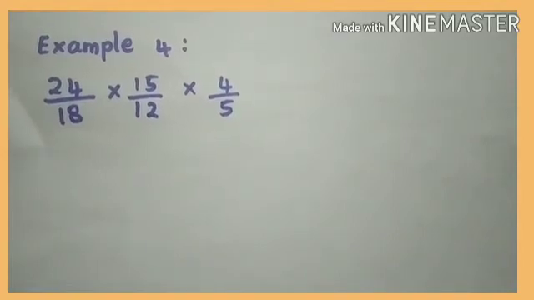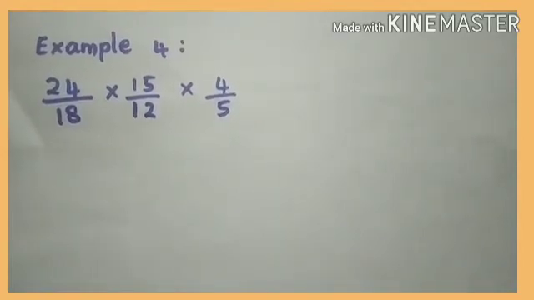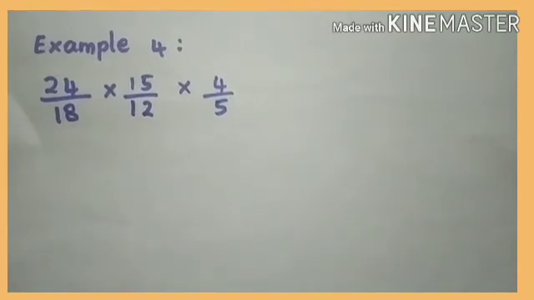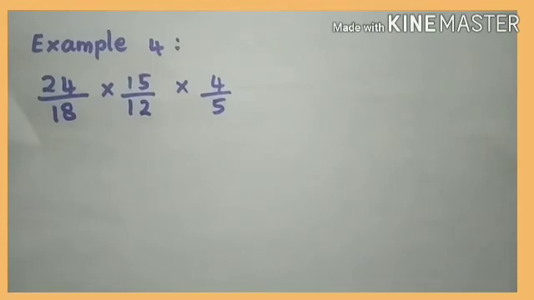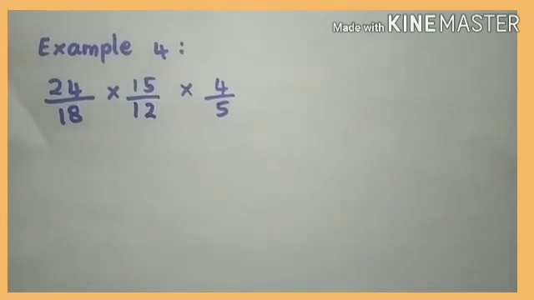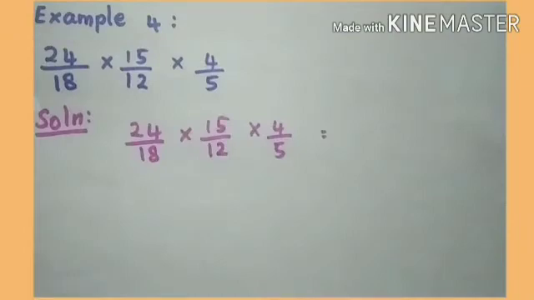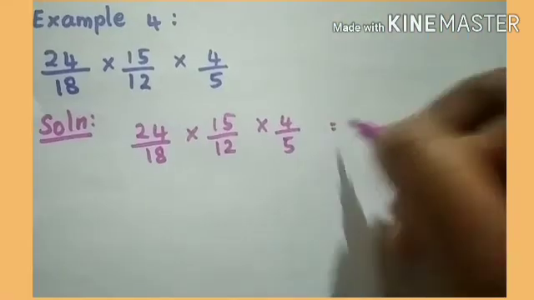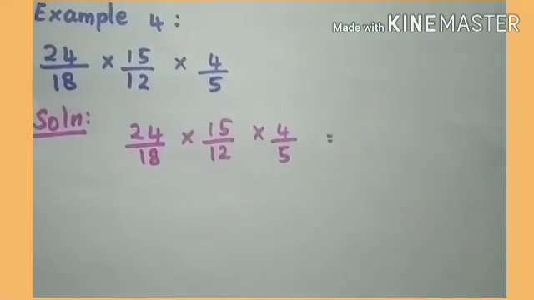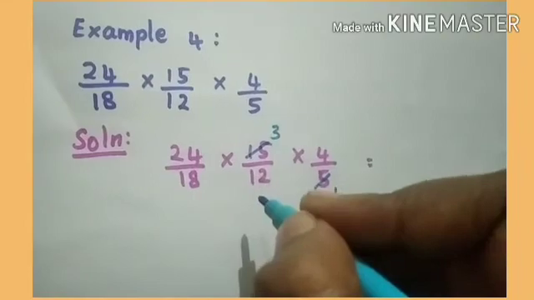Example 4. Multiply 24 by 18 by 15 by 12 by 4 by 5. Let's multiply these fractions. Students, let's check the common factors in the numerator and denominator. In this sum, 15 and 5 have the common factor which is 5. So divide both numerator 15 and the denominator 5 by the common factor, that is 5 ones are 5, 5 threes are 15.